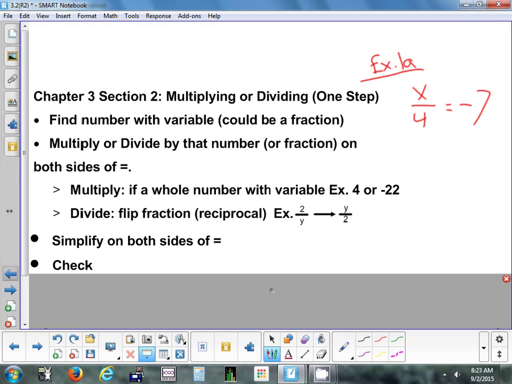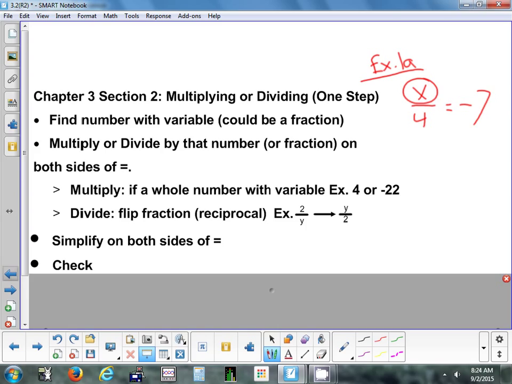What are we going to do first? What's the first step say to do? I'll leave them all up there. Find the number with the variable. Yeah, and it could be a fraction. What's your variable? X is my variable.